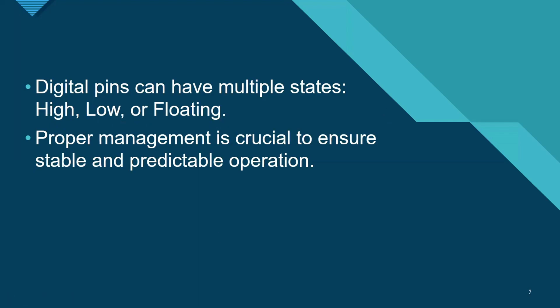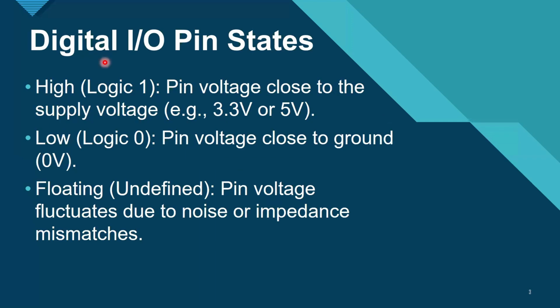When the digital input output pin state is high or logic 1, the pin voltage is close to the supply voltage. When the digital pin state is low or logic 0, the pin voltage is close to ground or 0 volt. The third state, the floating or undefined state, is where the pin voltage fluctuates due to noise or impedance mismatching. This floating state has to be avoided.